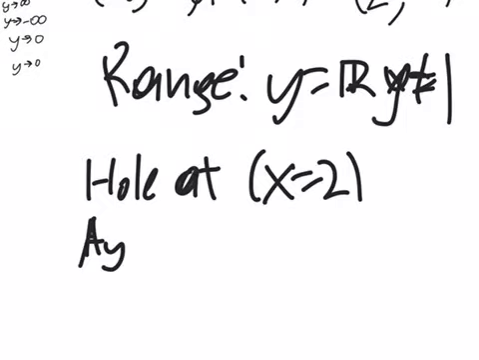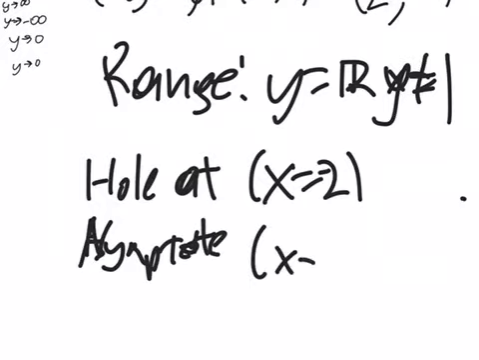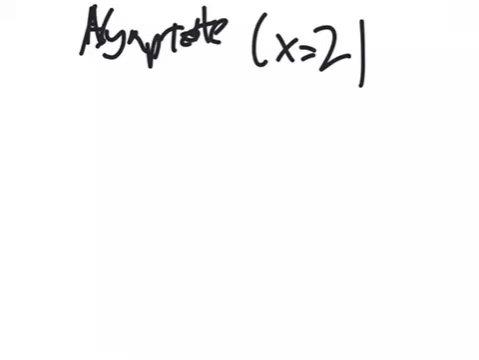Alright, so actually the hole is at negative 2. The vertical asymptote is at x is equal to positive 2. And you also have a horizontal asymptote at y is equal to 1. And there you have it. That's our graph.